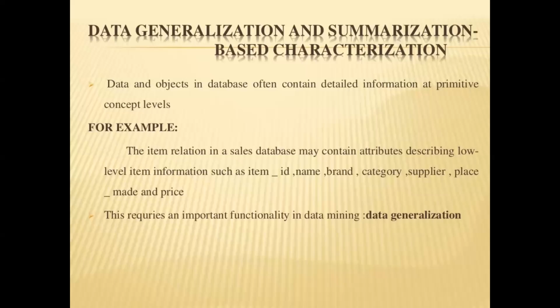Data and objects in databases often contain detailed information at primitive concept levels. For example, the item relation in a sales database may contain attributes describing low-level item information such as item ID, name, brand, category, supplier, place made, and price. This requires an important functionality in data mining called data generalization.